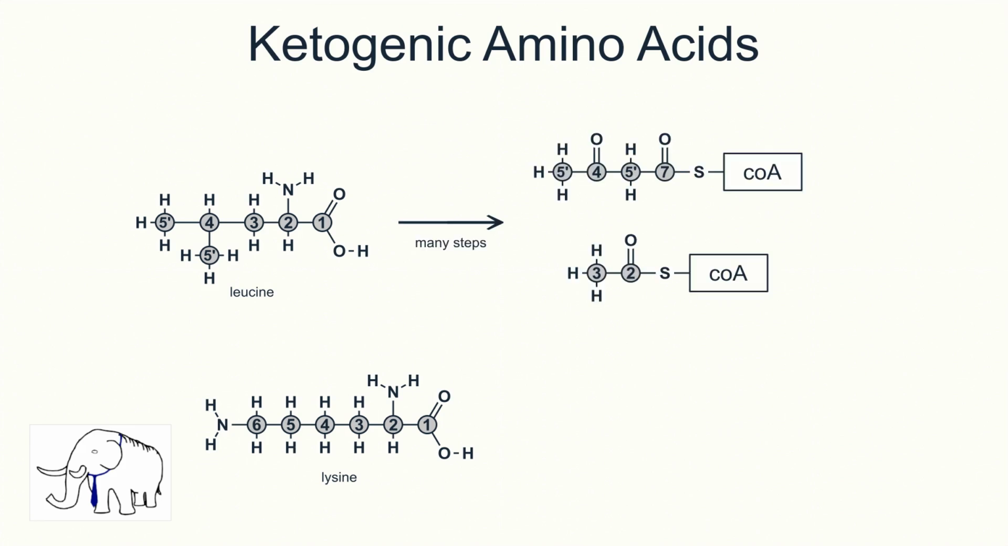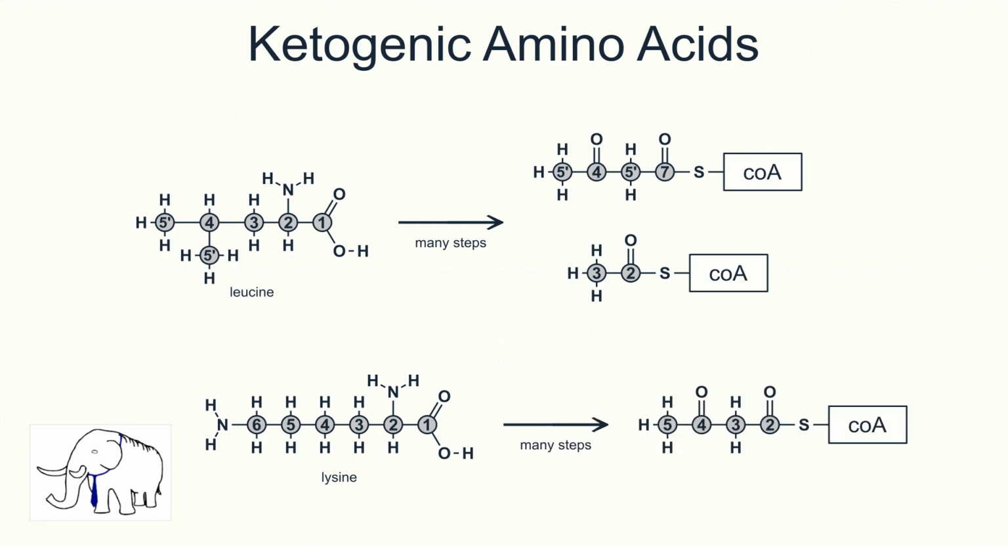There are many horrible details, but leucine loses its number 1 carbon as carbon dioxide, but then later on picks up a number 7 carbon from a different molecule of carbon dioxide. The catabolism of lysine is not quite as confusing, but lysine loses both its number 1 and number 6 carbons as carbon dioxide along the way.